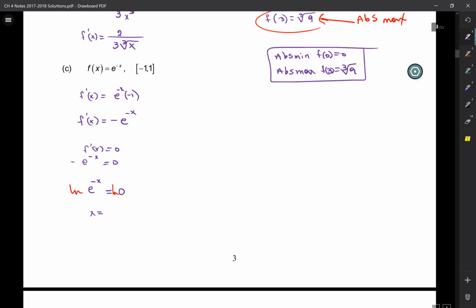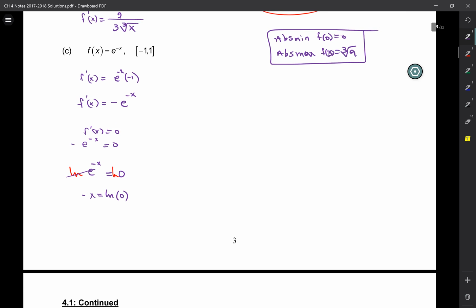So ln and e vaporize one another. So negative x is ln of 0. What's ln of 0? 0? ln of 1 is 0. What's ln of 0? 1? How would you know? Undefined. It does not exist. What is ln? ln looks like this. It's natural.